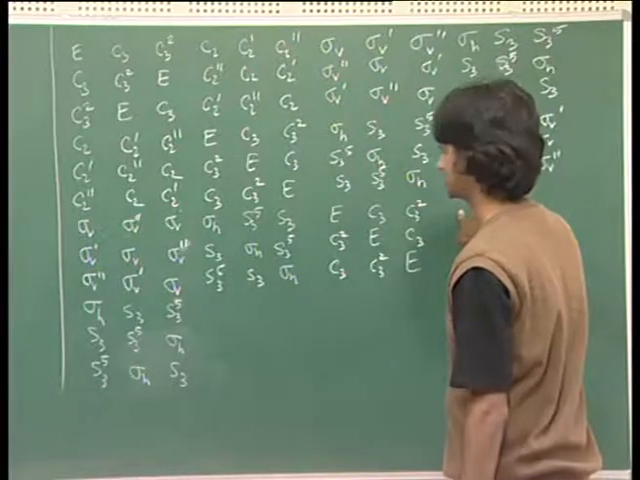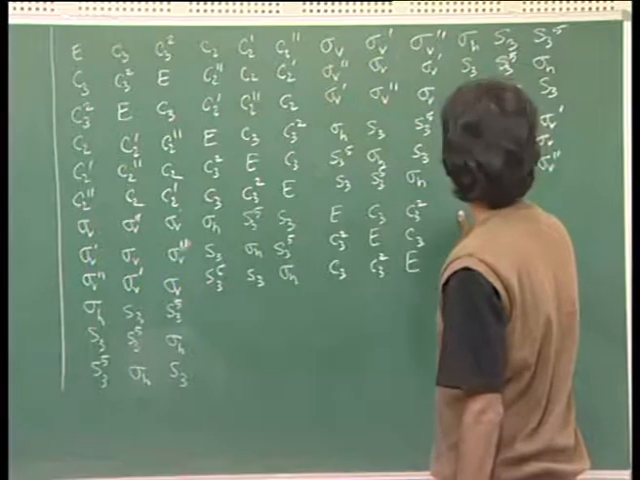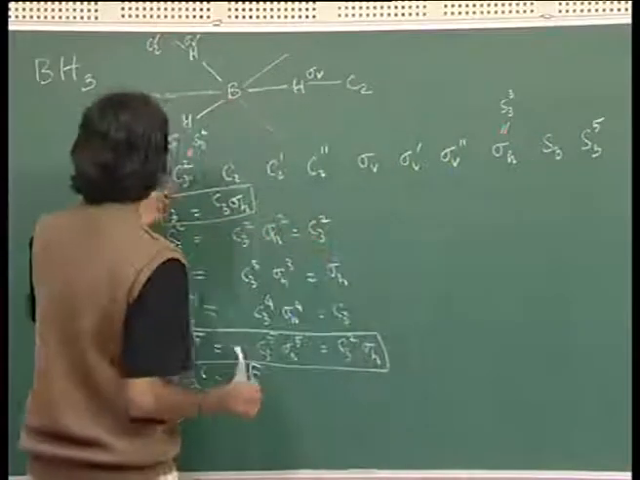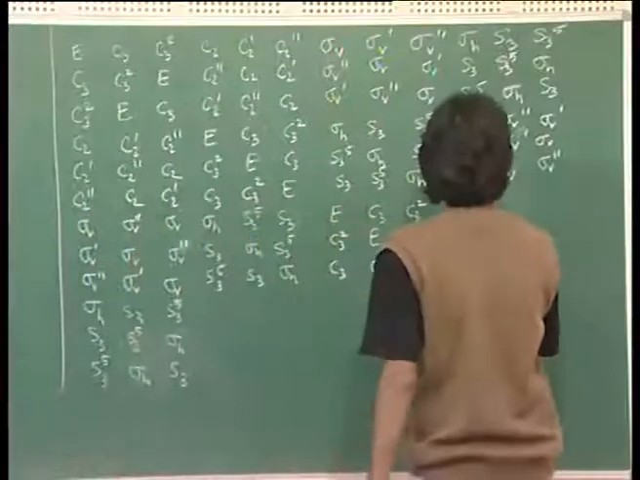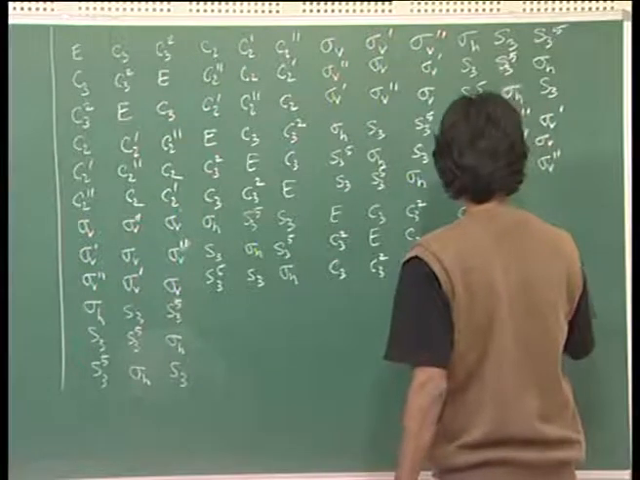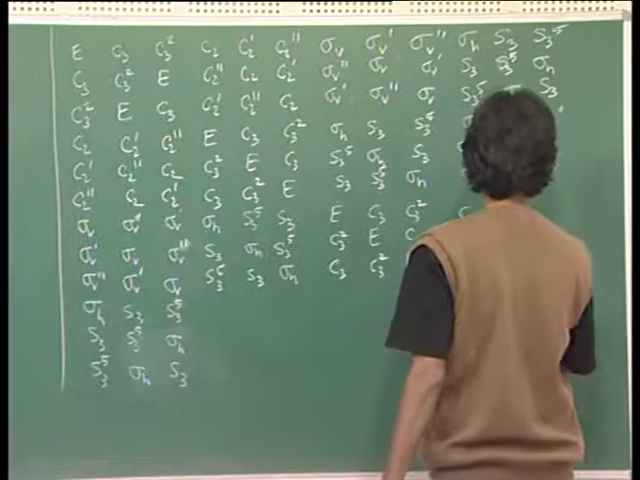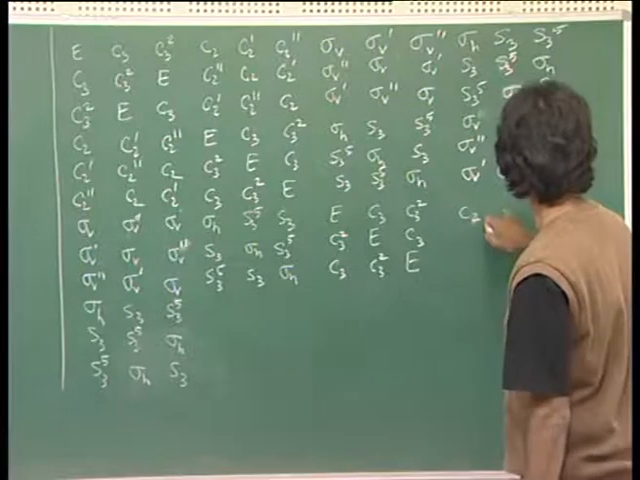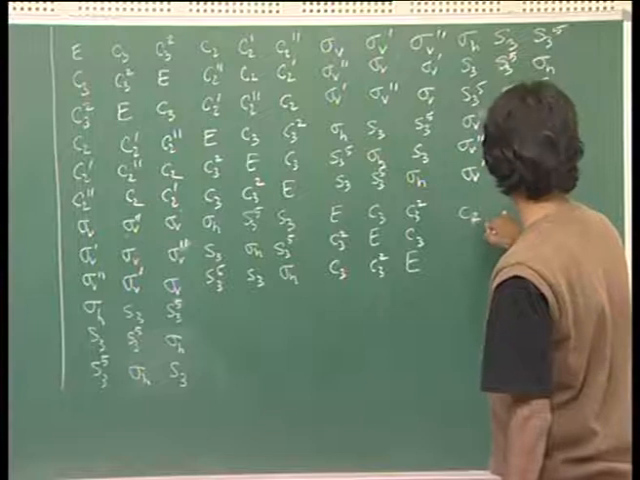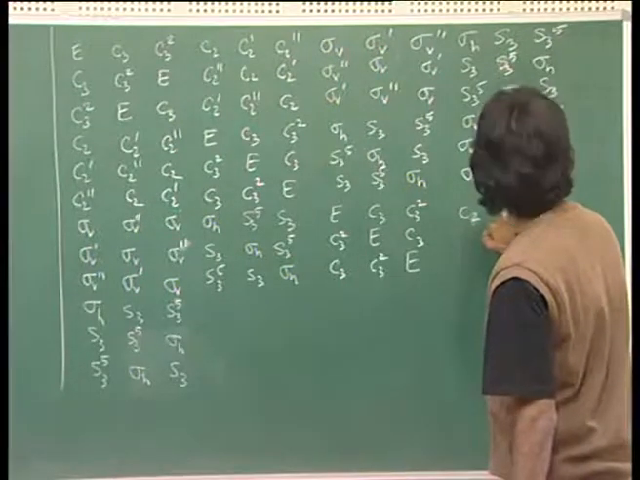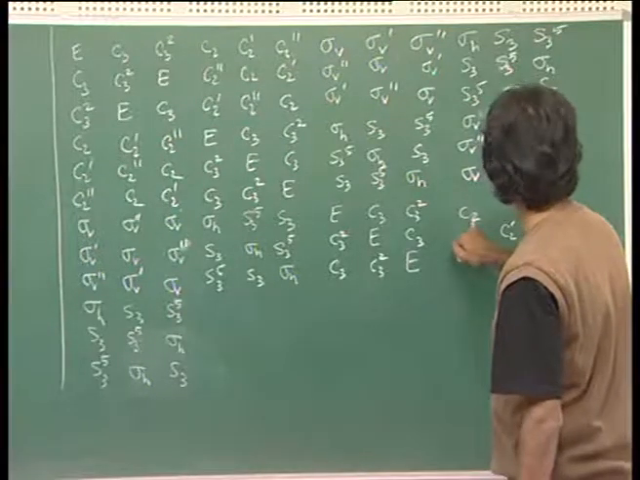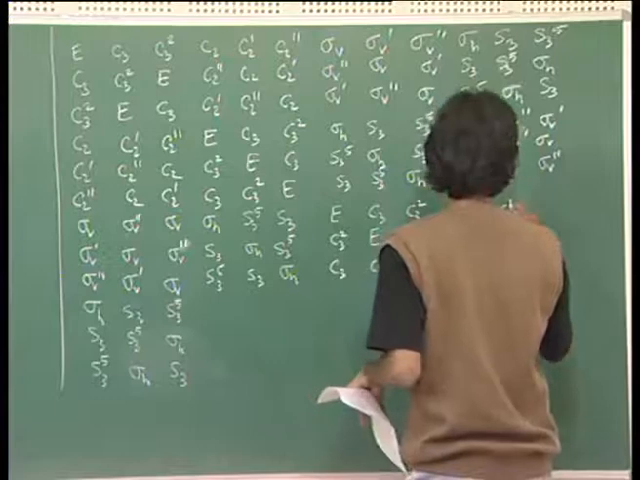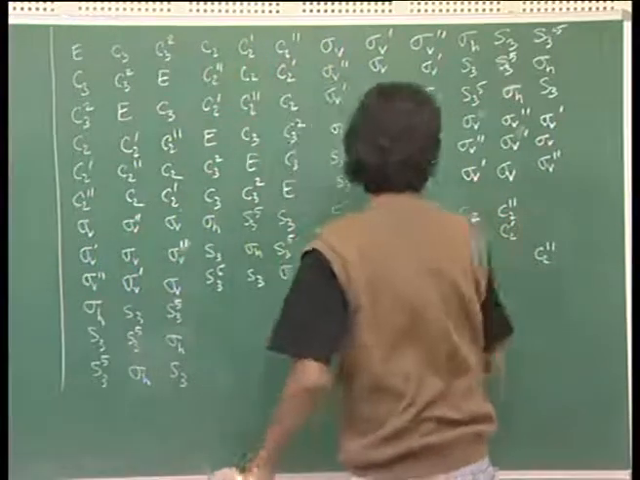Sigma v times sigma h is the same as sigma h times sigma v, and that will be nothing but C2. This will be C2 prime, C2 double prime. Now S3 followed by sigma v is the same as C2 followed by C3, and C2 followed by C3 is C2 prime. So C2 double prime. C2 followed by C3 is C2 double prime.